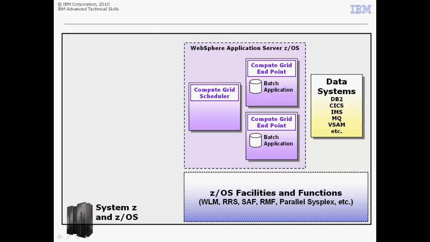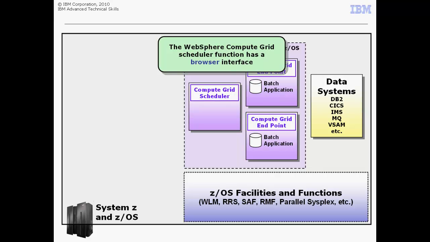On this chart, we'll set the stage for how the integration with enterprise workload schedulers takes place. The key is the interface to the Compute Grid scheduler function. The first interface you're likely to use is the web interface, but it has several more. Watch as we unfold the list of interfaces and highlight one in particular, the message-driven bean interface.